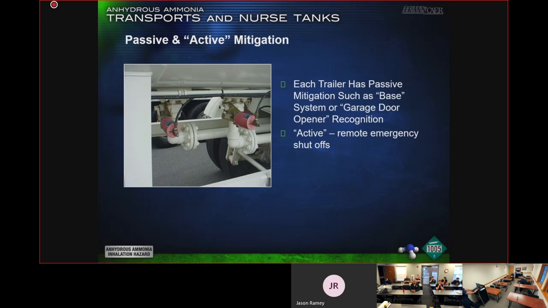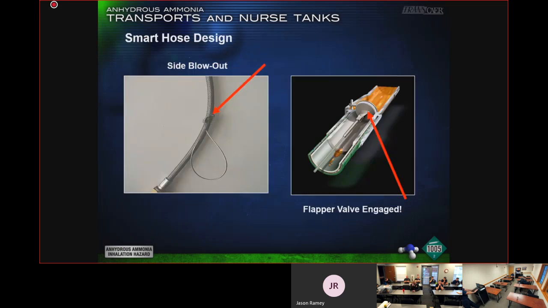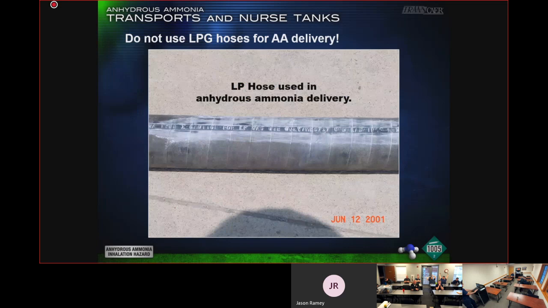Then just some examples of some failures. This one here on the right has a flapper gauge. If there's a leak, it engages and closes, at least past a certain point. The hose might have a side blowout because of pressurization, damage, or wear. They get bent and folded and rolled and put back and taken out of the truck repeatedly. And for whatever reason, the example here: do not use LP gas for anhydrous ammonia delivery.